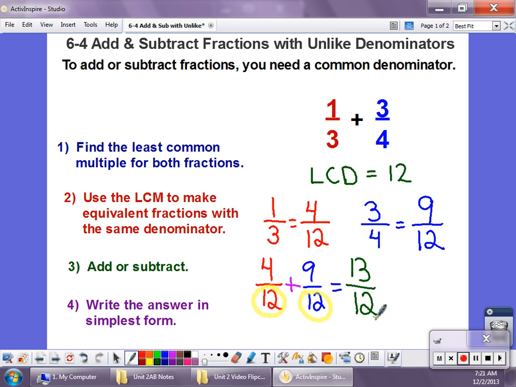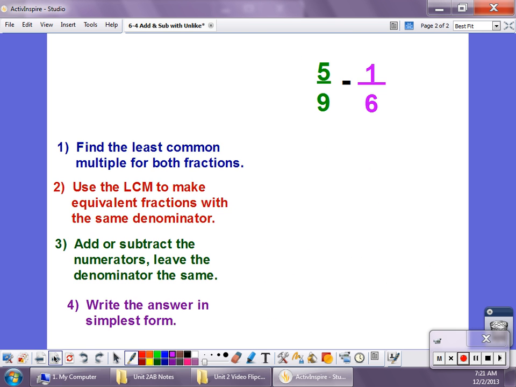And I'd be almost finished, except 13/12 is an improper fraction. So we have to change this to a mixed number, which would give me 1 and 1/12. Now let's try one with subtraction.